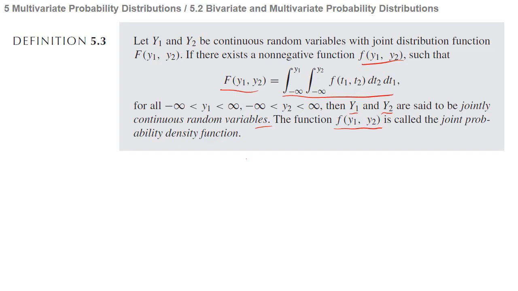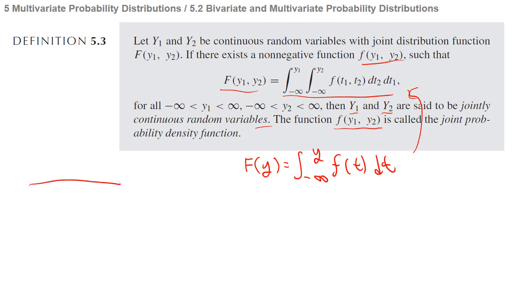You recall that F of y is equal to the integral from minus infinity to y of f of t dt. Then you can find that this is a general extension from the univariate density function. So for the univariate case, it's like that. The density function is like here, and F of y is the area up to here. If this is y, then F of y is the area of here.